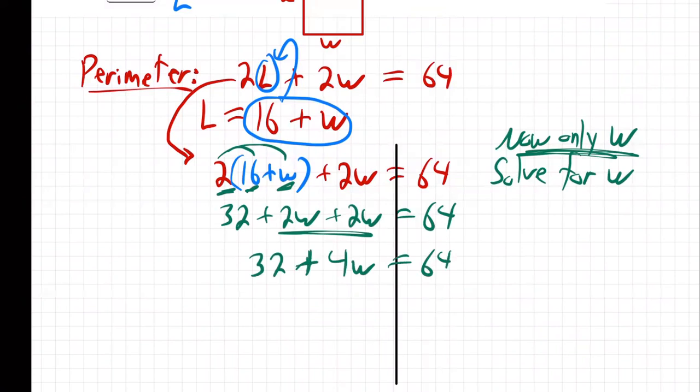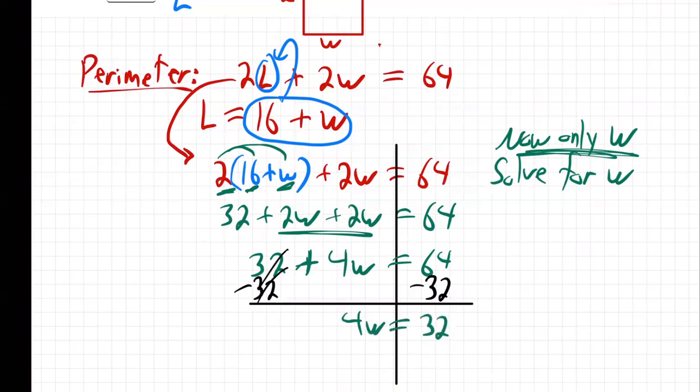All right. And then subtract 32 from both sides. Boom and boom. 4W is 32. Last step. Divide by 4. Boom. W equals 8. So we got the width. The width is 8. 32 divided by 4. So the width is 8.